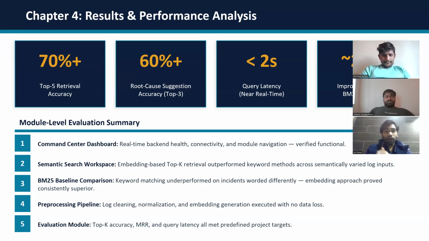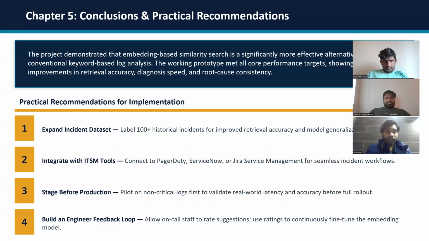And critically, our embeddings approach outperformed the BM25 keyword baseline by approximately 22% in retrieval accuracy, directly validating the core hypothesis of our project. At the module level, every component performed as designed with no data loss. Coming to the next slide, to summarize, embedding-based similarity search is significantly more effective than conventional keyword methods. Our prototype met every performance target we set.